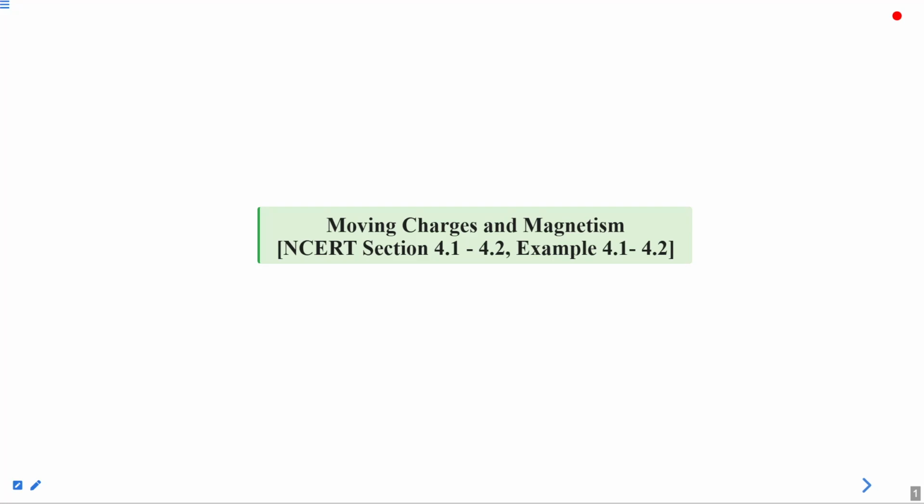Hello students. So today the topic that we are going to discuss is a new chapter, moving charges and magnetism. NCERT section 4.1 to 4.2 and example 4.1 to 4.2.